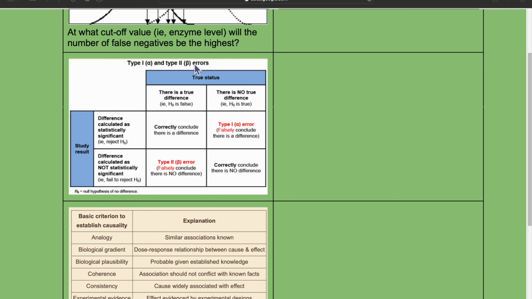Type 1 alpha and type 2 beta errors, right? So again, plus minus plus minus. Plus is there is a true difference, right? So that means H0, or null hypothesis, is false because there's true difference here.